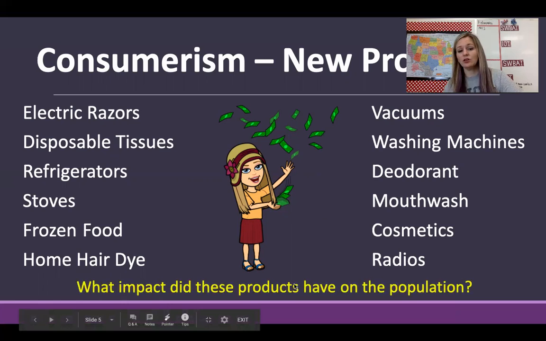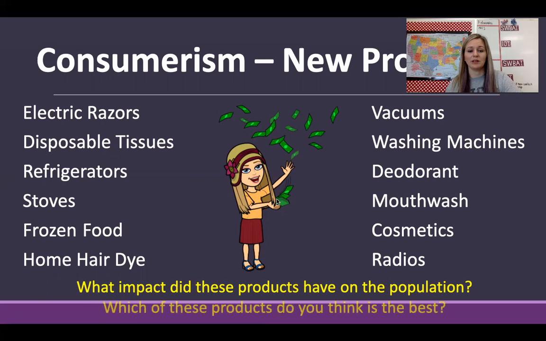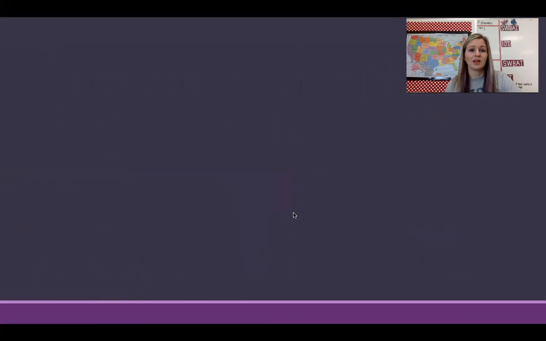Had we been in class, you would have participated in this question. So we're just going to skip over the questions. I'm just asking, what kind of impact did you think that these different items would have on the population, and which one you actually think is the best of the inventions listed here?